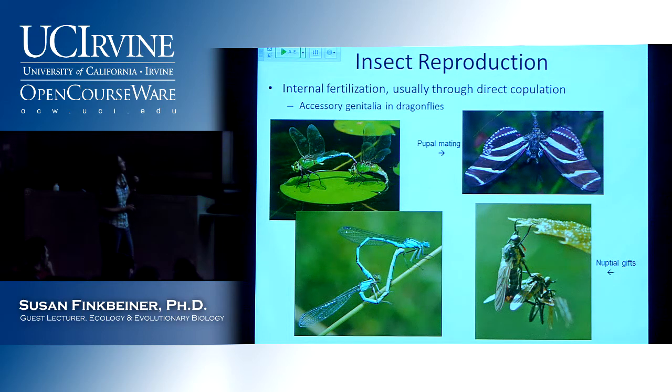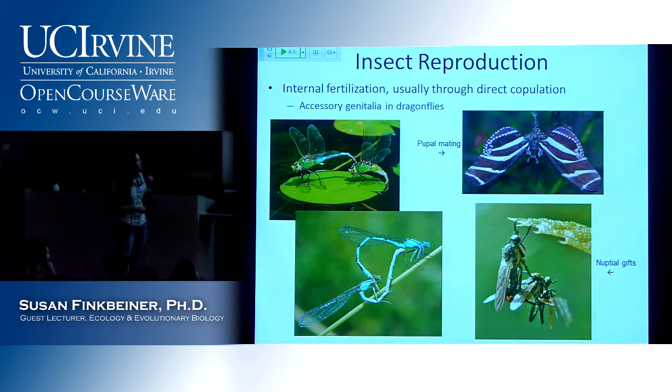Up here on the right, we have an example of something that's called pupal mating. This is common in a couple different types of insects, especially the genus of butterflies that I work with. Here we have two Heliconius butterflies. These are males guarding a female chrysalis. So here's a male, here's another male.